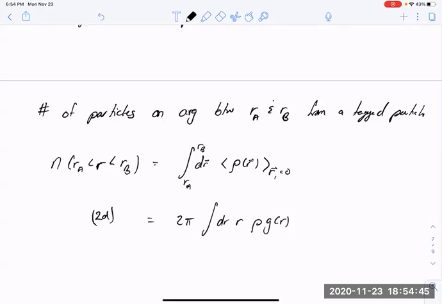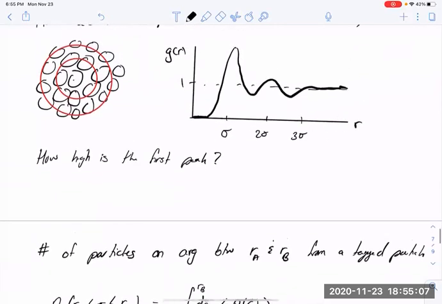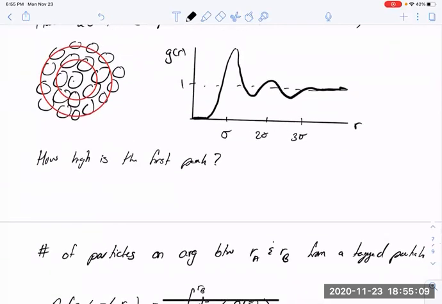If I integrate that from, say, RA is 0 to RB is 3 sigma over 2, so integrating over this first peak, but in 2D. Oof, that's really too big.